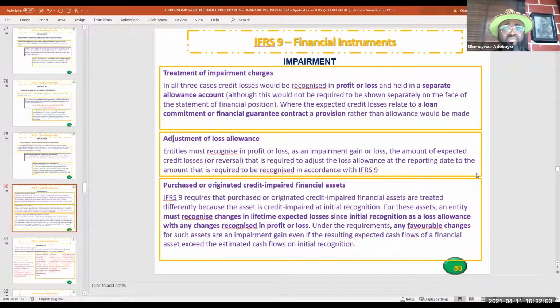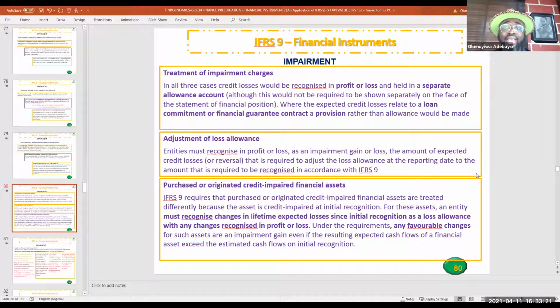Therefore, they are just an allowance. They are just like a provision, which you are making against a financial asset. And therefore, you create that in an allowance account separately from the financial asset. And for reporting purposes, you link them together in order to reduce the financial asset from its carrying amount to what is recoverable. Thereafter, adjustment of loss allowance. Entity must then recognize in profit or loss any impairment gain or loss.